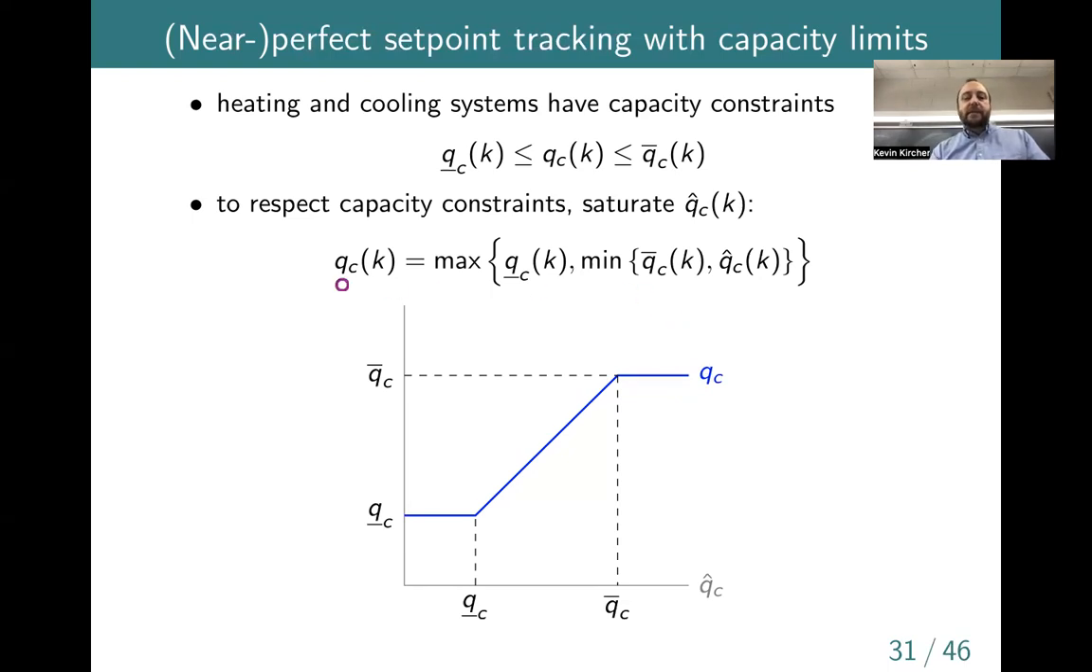But anyway, this basically says that the actual heat that you're ejecting or removing from the space is equal to the Q hat that we had from the last slide. So this is the heat transfer that's needed to exactly track the set point. But then it's saturated above by the maximum capacity and saturated below by the minimum capacity. So if you're in this range, it's kind of a one-to-one mapping, but above here and below here, it's limited. Does that make sense?